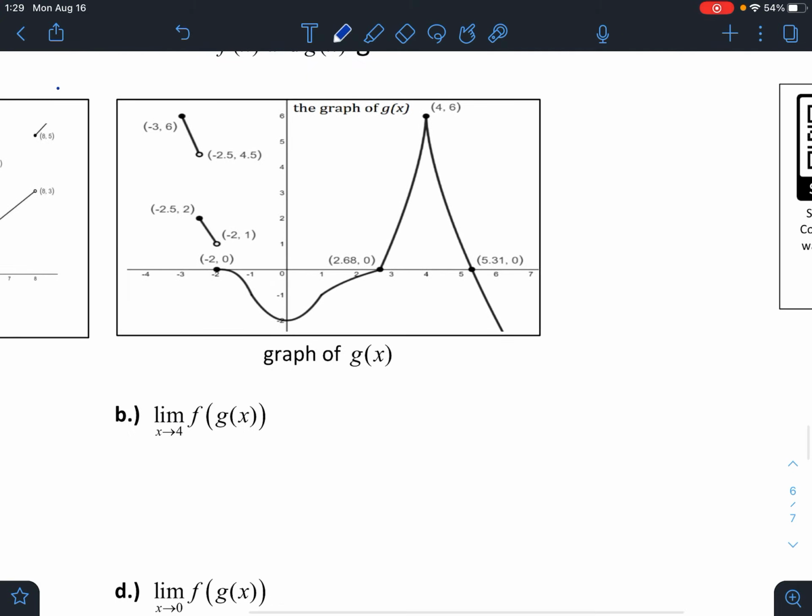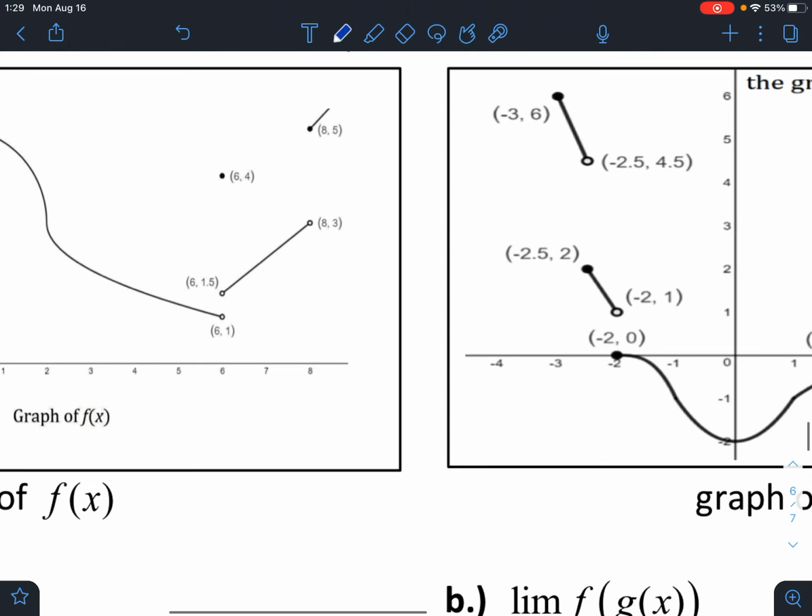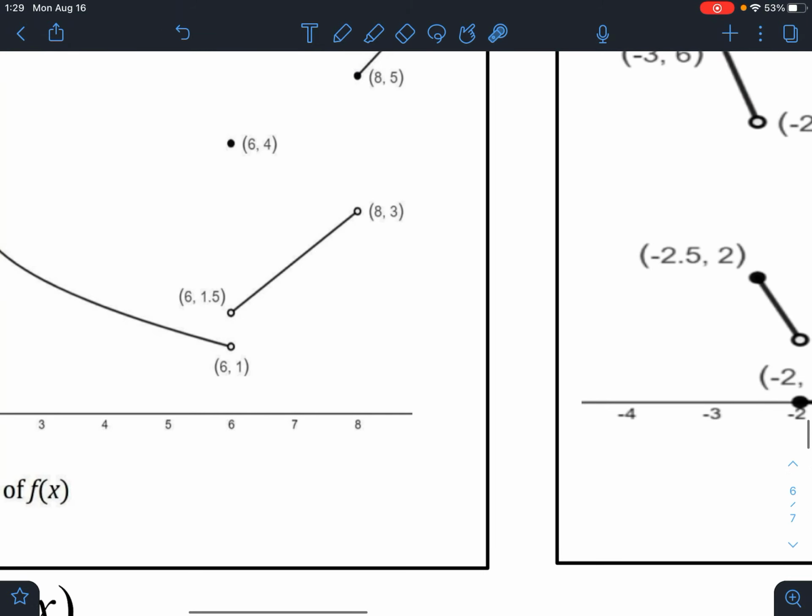So the first thing we're going to do is the limit as x approaches 4 of g of x, and see what that is. And that would again be 6, because both sides are going towards 6. The problem is that f is not continuous at 6, as we can see here.